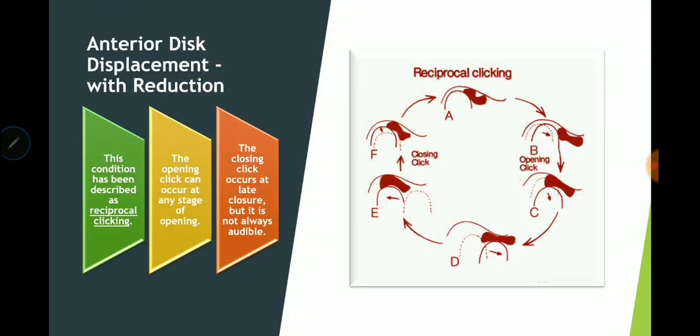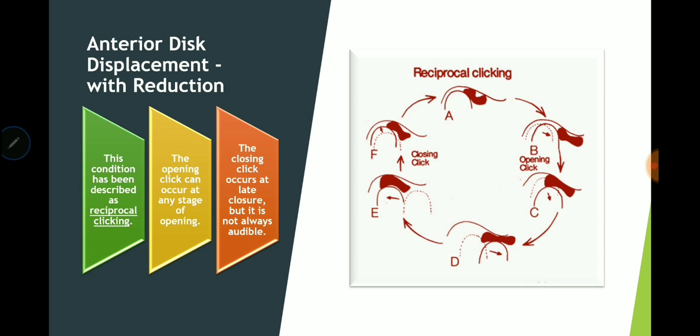All right, so this is the anterior disc displacement. Make sure you understand it, because it's very good to understand this. Anterior disc displacement in this condition has been described as reciprocal clicking. The reason is when the mandible moves forward, it snaps against the disc, and when it goes back again, it snaps. So it sounds like a click, which is called reciprocal clicking.